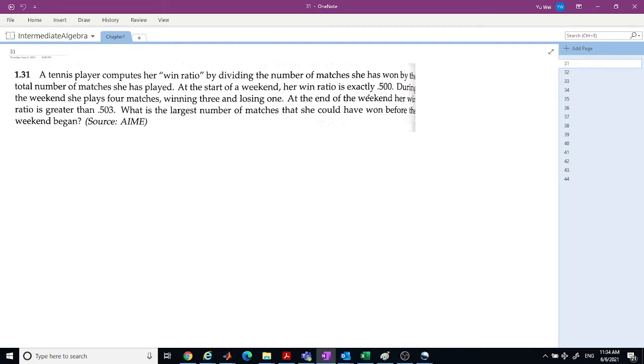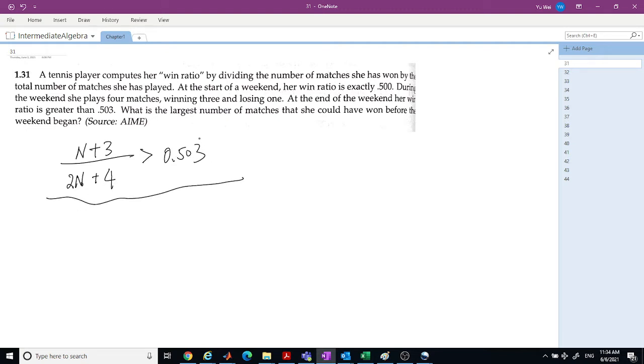At the start of the weekend, her win ratio is exactly 0.500. Then during the weekend, she played 4 games, winning 3 and losing 1. Then at the end of the weekend, her win ratio is greater than 0.503. So what is the largest number of matches she could have won before the weekend? Okay, so before the weekend, we know the win ratio is 0.500, right? Now over the weekend, she won 3 of them, but totally played 4 games. Then this needs to be greater than 0.503, right?